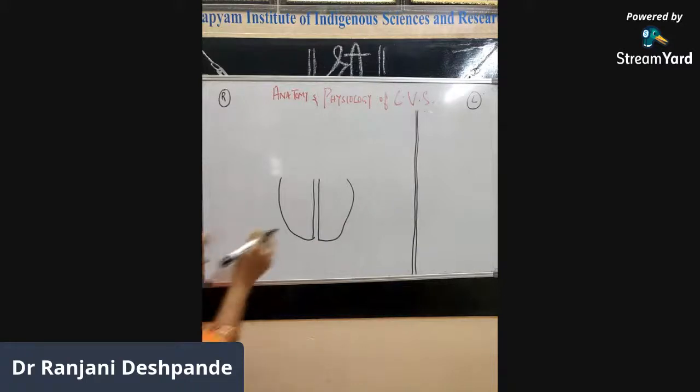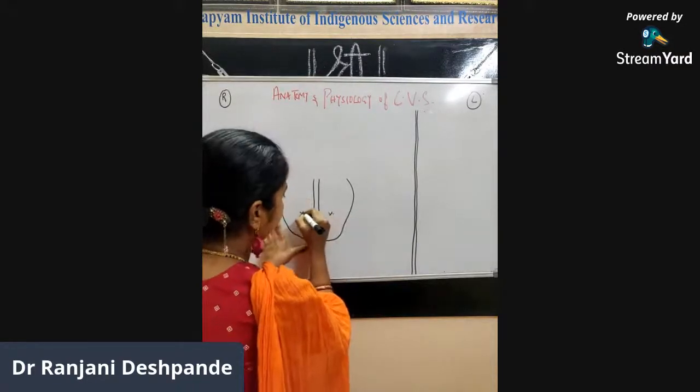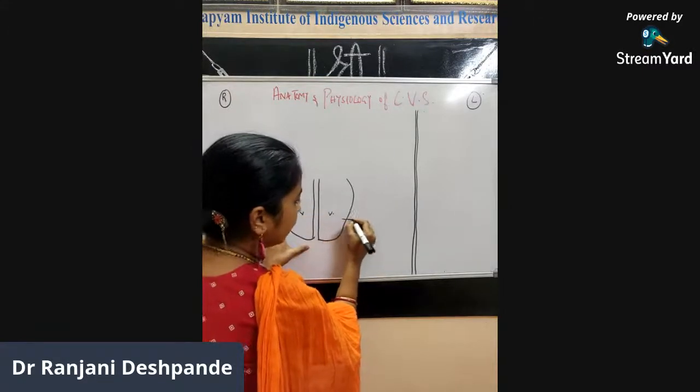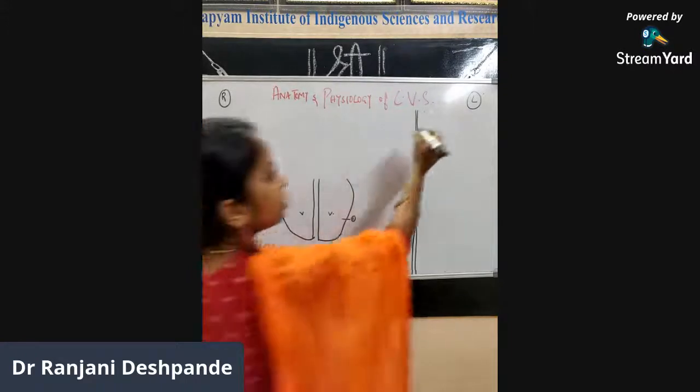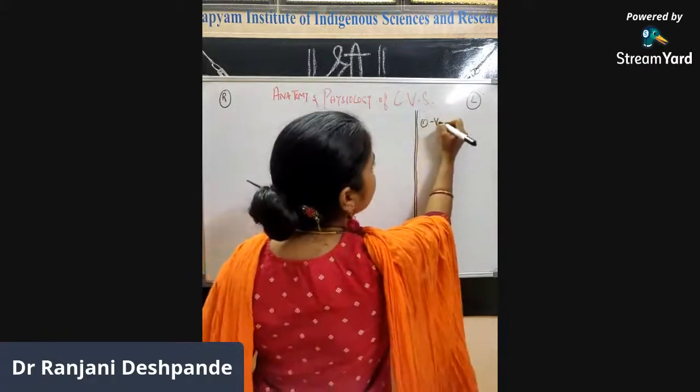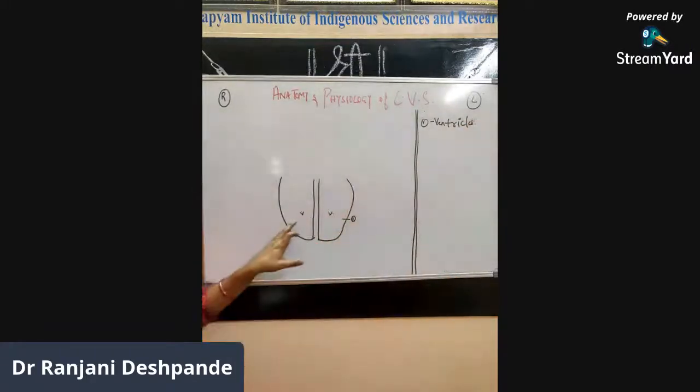So they are called the ventricles. So we will name it 1. Okay, so 1 is the ventricles. So we have the right ventricle and we have the left ventricle of the heart.